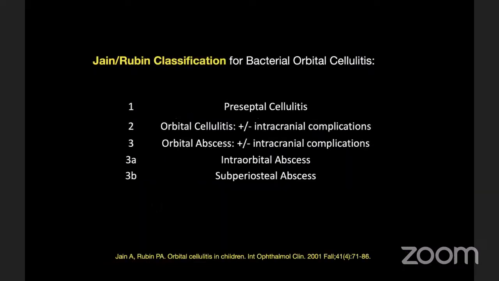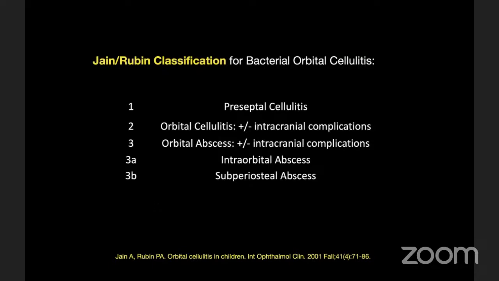which is specifically for bacterial orbital cellulitis. So here there are just 3 grades. Grade 1 would be preseptal cellulitis. Grade 2 would be orbital cellulitis with or without intracranial complications, that is spread of the infection into the intracranial region. And grade 3, orbital abscess with or without intracranial complication.